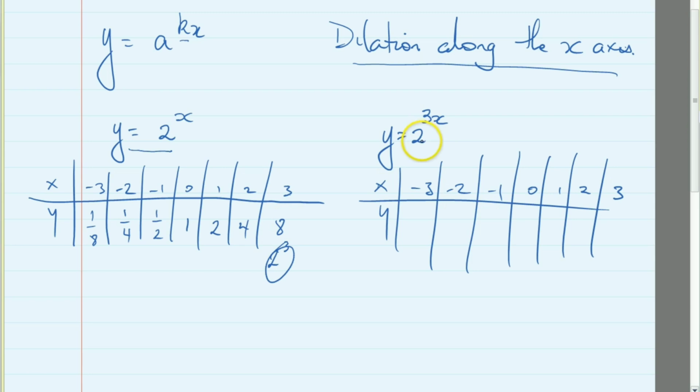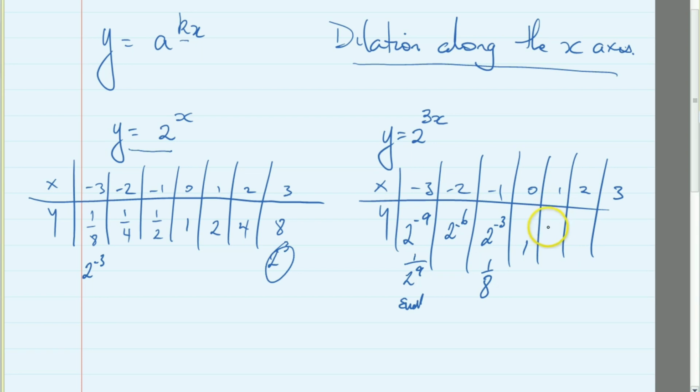Now, let's have a look at when we have y equals 2 to the power of 3x. When x is minus 3, 3x is minus 9, so this becomes 2 to the power of minus 9. Not 2 to the power of minus 3 as it was over here. So 2 to the power of minus 9 is 1 on 2 to the power of 9, which is a very, very small number. And this becomes 2 to the power of minus 6, and this becomes 2 to the power of minus 3, which is 1/8. Anything to the power of 0 is 1.